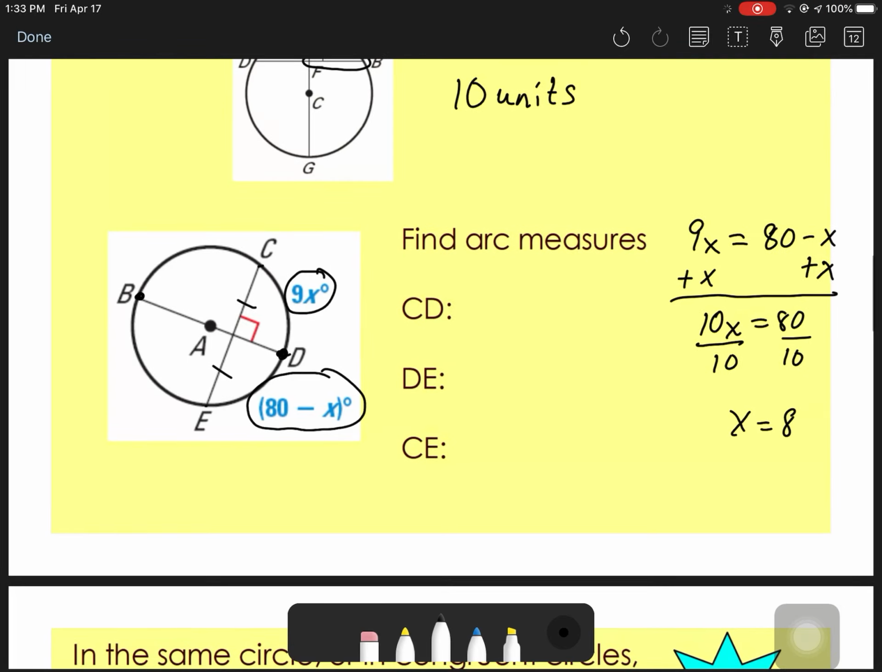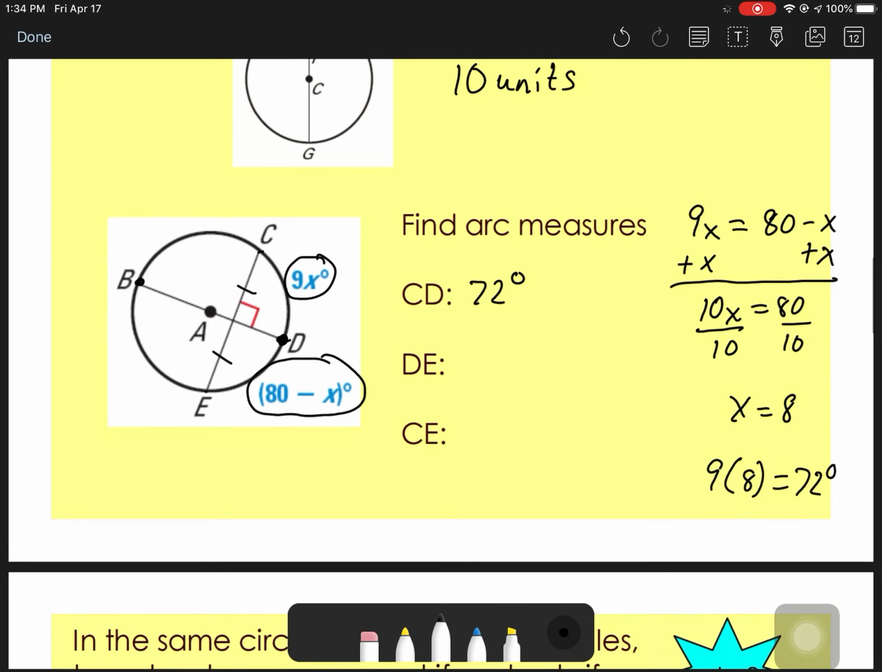All right, now that's not our final answer. We need to plug that back in. So from C to D, if we plug in 8 in place of x, it becomes 9 times 8, which gives us 72 degrees. So the measure of CD is 72 degrees, which means the measure of DE, since they're congruent, is also 72 degrees. And if you plug in 8 in place of this x right here, 80 minus 8 would give us 72. And then together we just have to add them or double them. And 72 times 2 gives us 144 degrees for our final answer there.